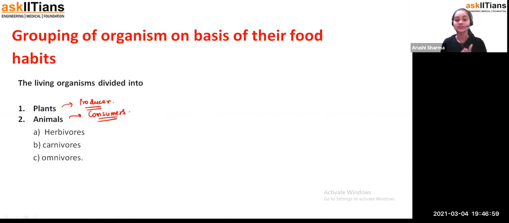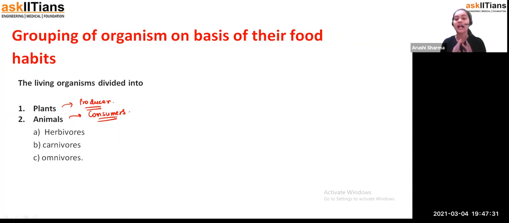Now those consumers have been divided into three categories. What are these three categories? Herbivores, carnivores, and omnivores. I hope you have heard these terms from the very start. Herbivores are those organisms, students, that survive on plants. They have the habit of eating food material which comes from plants, like cereals, rice, or plants themselves, green grasses, so we call them herbivores.